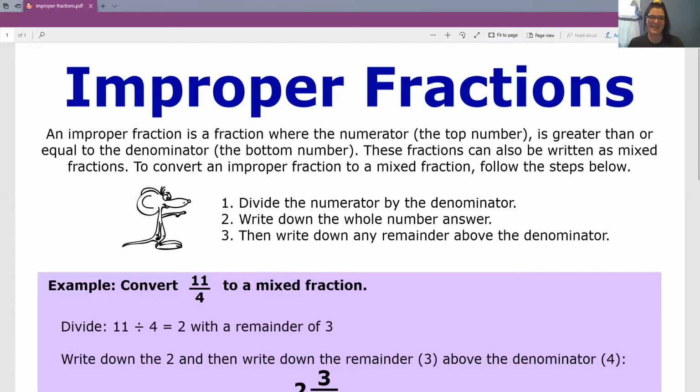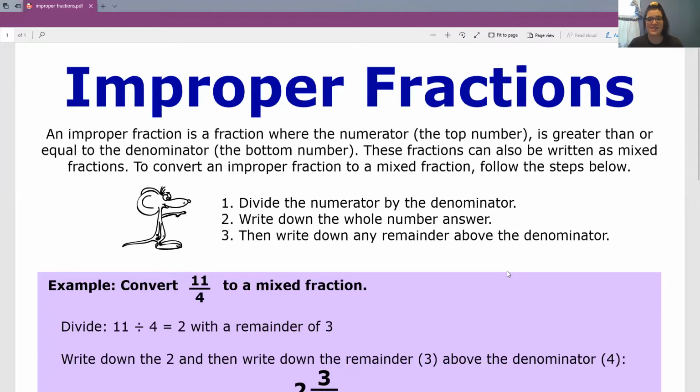So we'll go ahead and get started by reviewing option 1's worksheet, which is changing improper fractions to mixed numbers. I've found the worksheet and made it bigger, and I'm going to try writing on the worksheet again today, so we'll see how that goes. It's called improper fractions, and it says an improper fraction is a fraction where the numerator, the top number, is greater than or equal to the denominator, the bottom number.